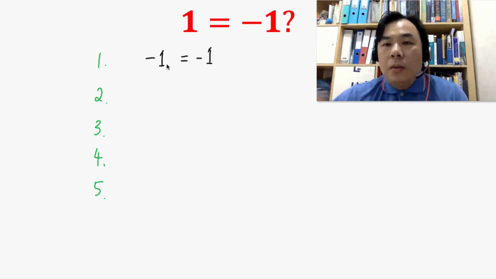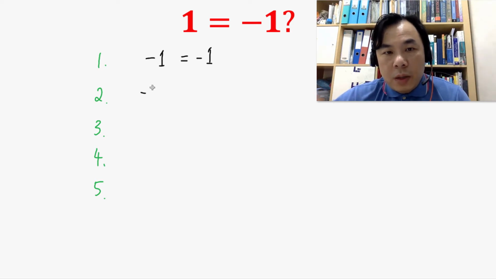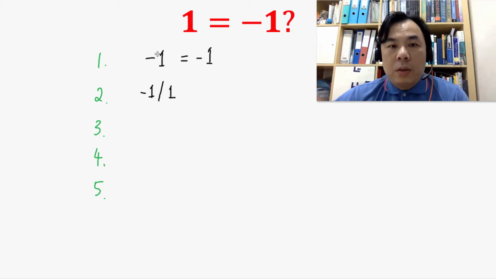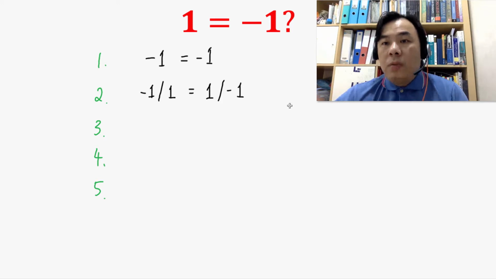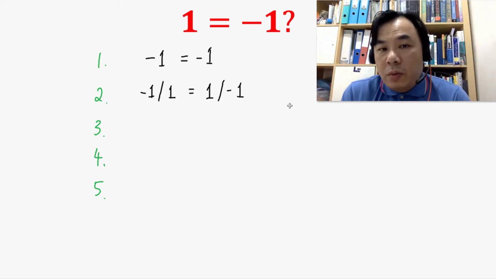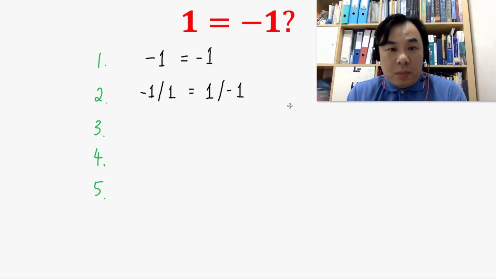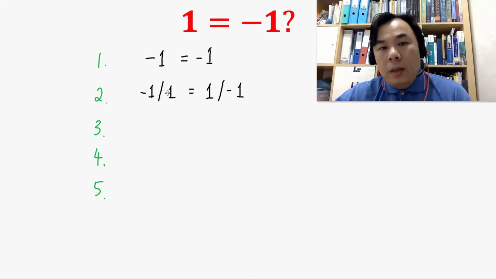Okay, now starting from -1 equal to -1, I can also rewrite my left hand side expression as -1 divided by 1, which is also -1. Or my right hand side, I can write as 1 divided by -1, which also yields -1. For me at this point, I don't see anything wrong with that, but you guys go ahead and think about that.